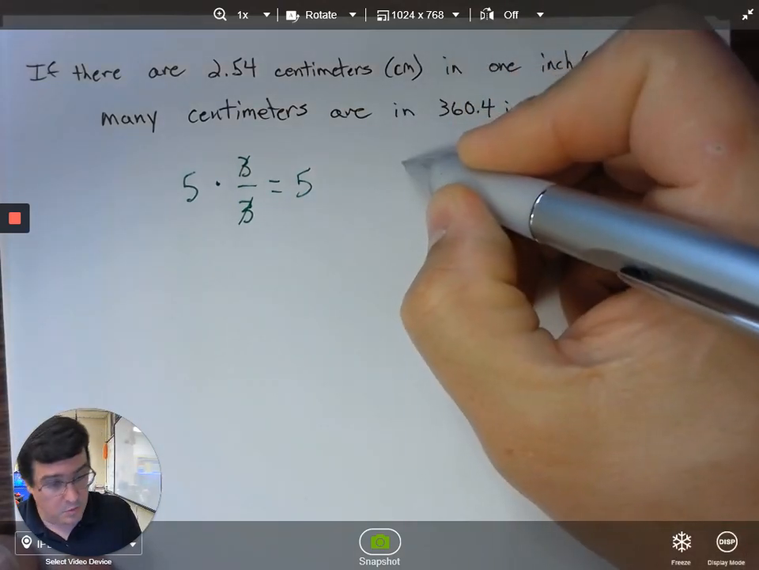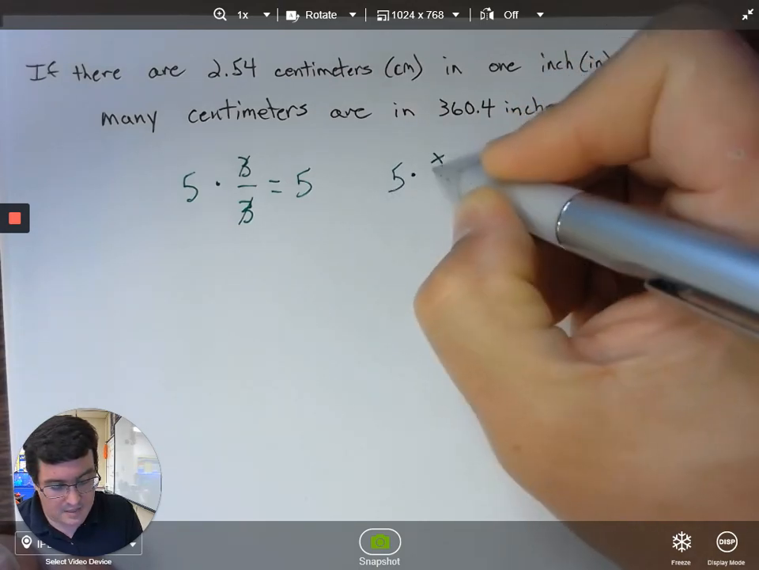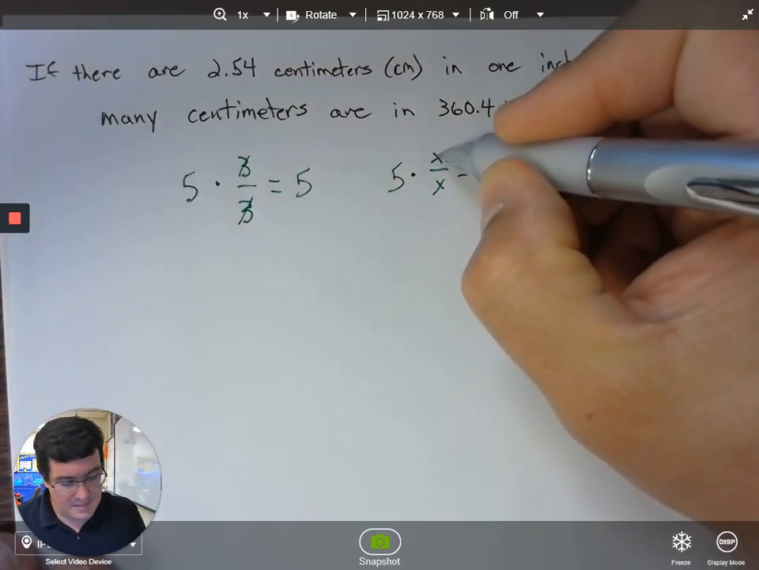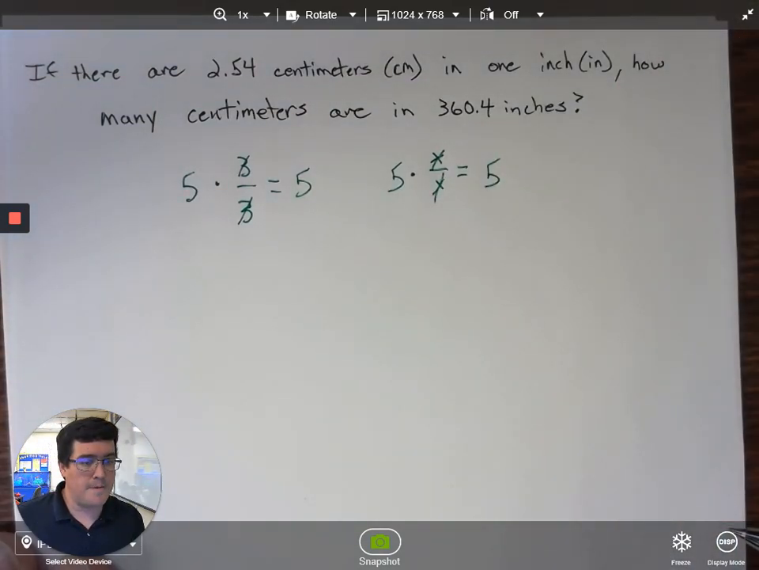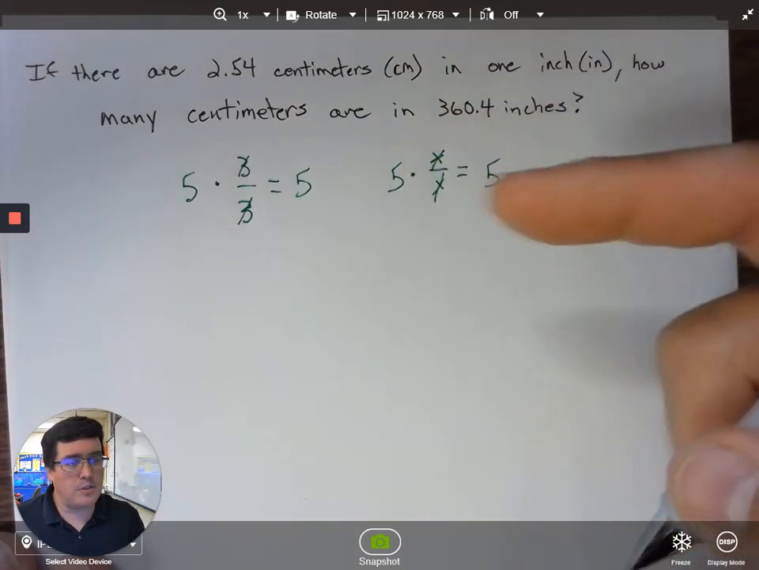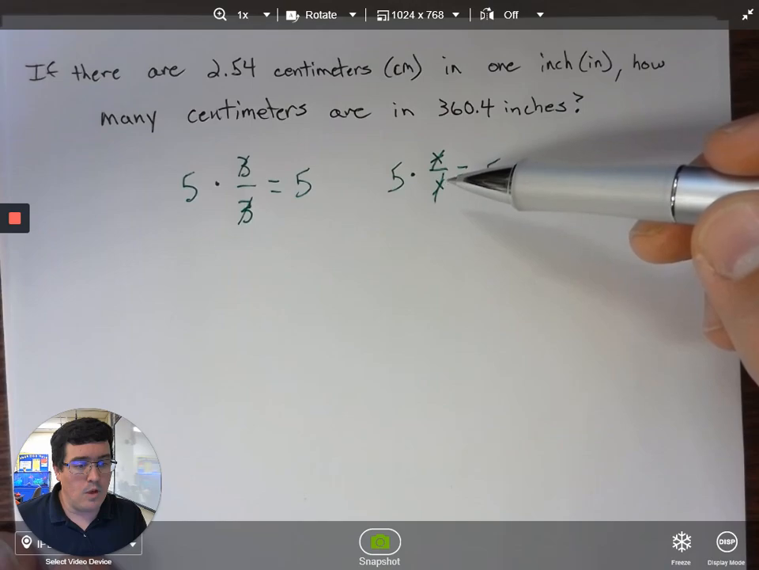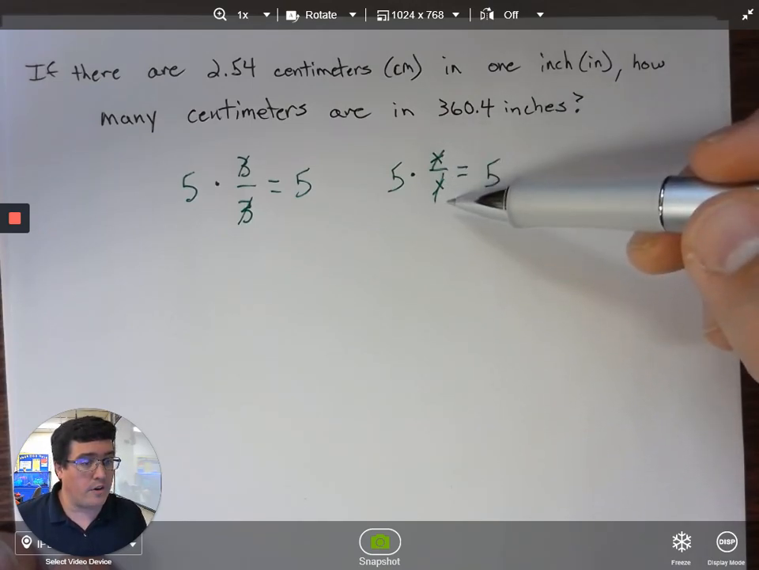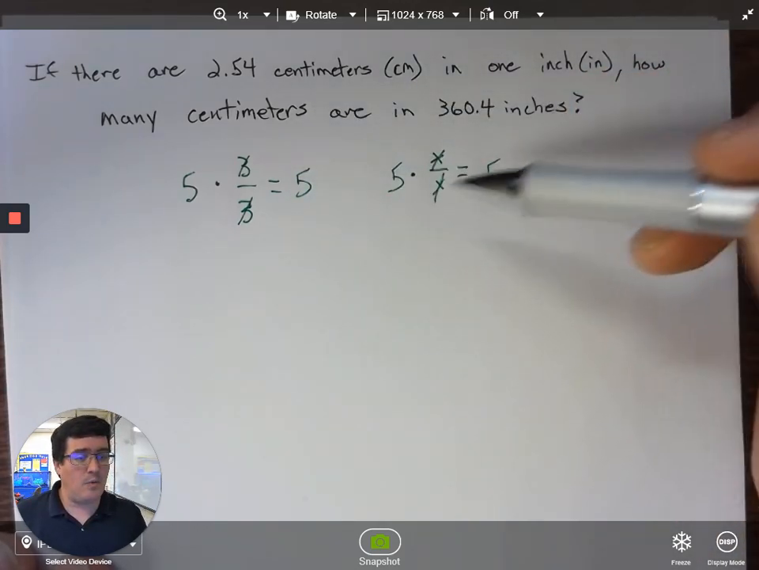Well, let's mix in just a tiny bit of algebra. If I do 5 times x over x, what happens now? Well, it doesn't matter, right? It's still the same thing. Both of these x's cancel out, and you're left with 5. So why am I able to do this? I can multiply a number by a ratio as long as everything in that ratio is equal to one another, right? So when I'm looking at this problem, that's exactly what I'm going to do.